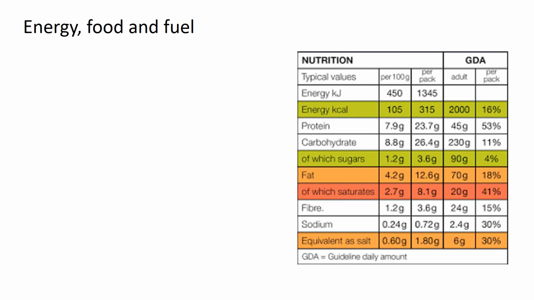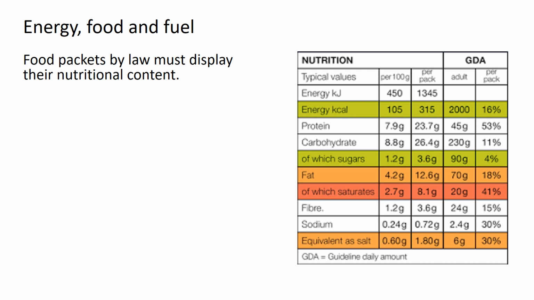So the government has made it law for all manufacturers of food to provide you with nutritional information, and that nutritional information includes the energy content of the food. So all packets must be labelled with the energy content, the amount of proteins, carbohydrates, fats and sugars, as well as salts, because all of these key nutrients will have a role in keeping you healthy.